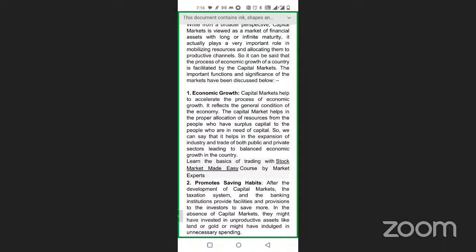Just as investment in capital market is very high, its allocation of money and resources is also very high. That's why the surplus money in capital market is very high. That's why it is called the catalytic agent for economic growth and economic development.